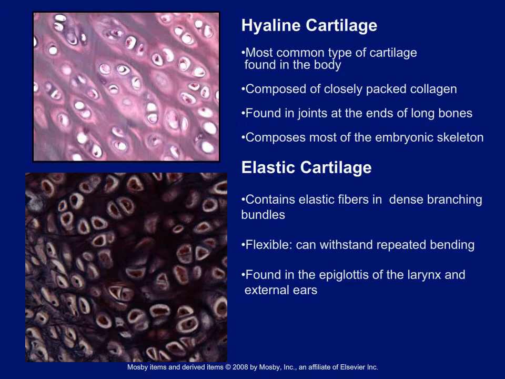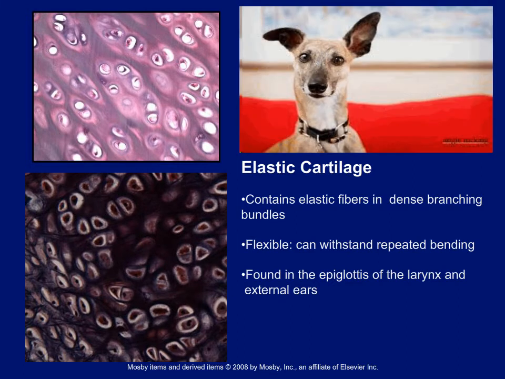The other type of cartilage we have is something called elastic cartilage. Elastic cartilage actually has visible fibers, and a lot of these fibers are elastin, which means they're stretchy. And so elastic cartilage is going to be a lot more flexible than, let's say, hyaline cartilage. So we tend to find it in areas, for example, in the ears that are undergoing a lot of stretching. We also find it in the epiglottis and the larynx.